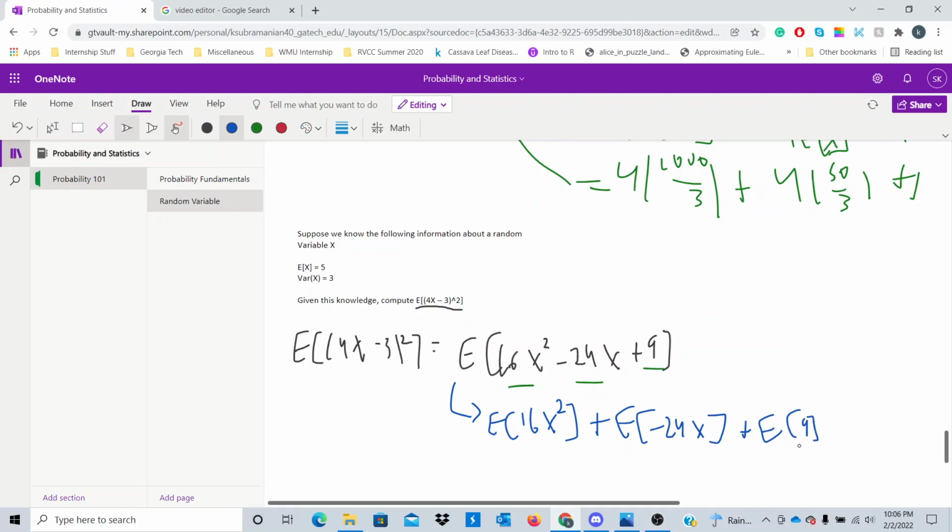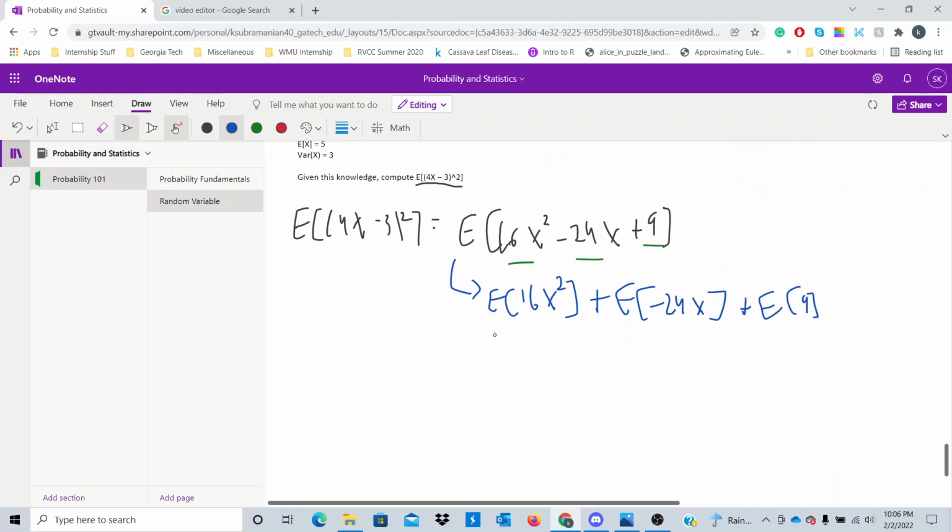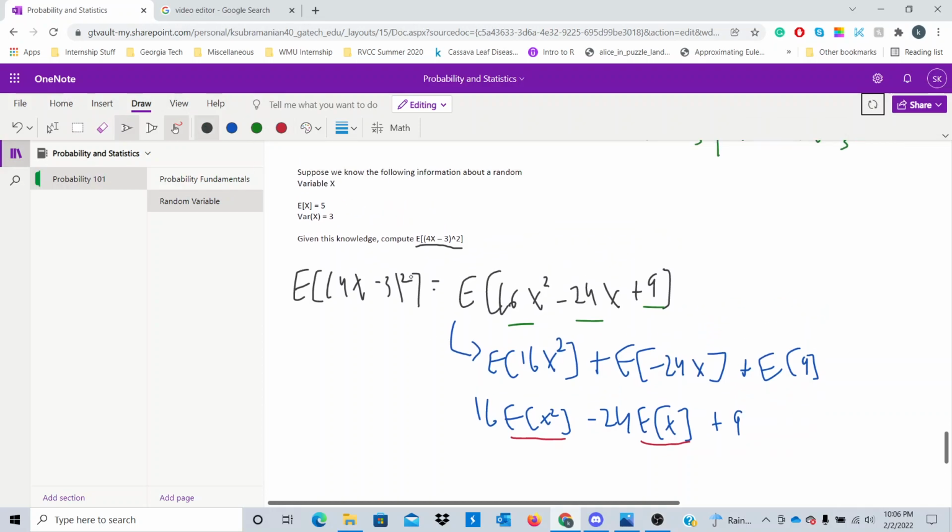Now, what do we have left to find? Well, let's pull out the constant multipliers right now. So we have 16 expectation of x squared minus 24 expectation of x. We also know the expectation of a constant is just the constant itself, so expectation of 9 just becomes 9. Now, what do we have left to find? We have to find these two values. Let's look at what we're given. We know here that the expectation is 5, so we can substitute 5 here. But we still have to find this term right here. What do we do? Let's take advantage of our second given.